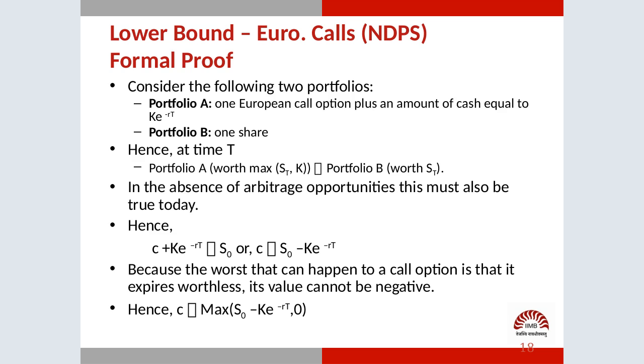So that's what will happen. Now, because the worst that can happen is that the call expires worthless, its value cannot be negative. So now if I write it down, C will be greater than or equal to the maximum of this and 0, because negativity cannot come in.